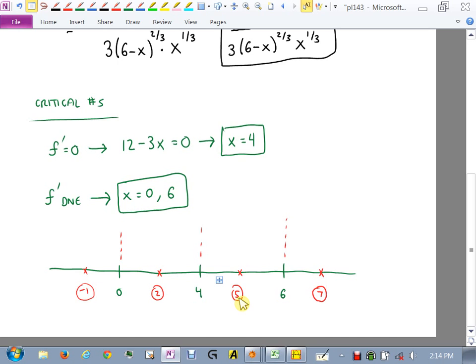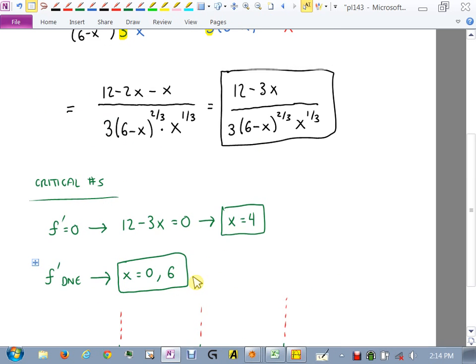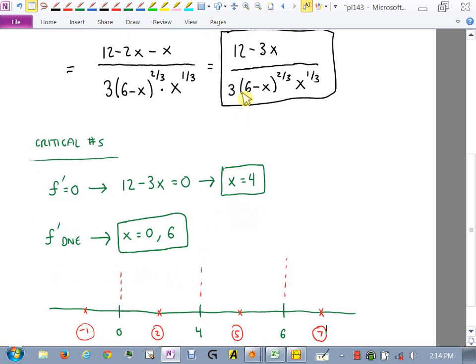I plug those numbers into the derivative, right? Let's plug -1 in right here. What do you get on top? You get 15, positive, right? Over -1 right here. It's going to be positive to the 2/3, but then I'm plugging in -1 here also. This means cube root. What's the cube root of -1? -1. So we had 15 on top, positive in here, and then negative here. So it's negative. So it's going to go down here.